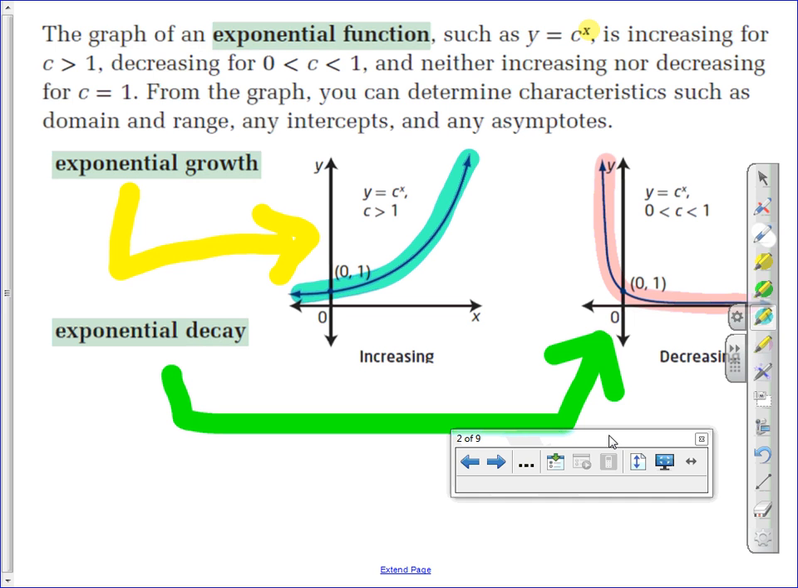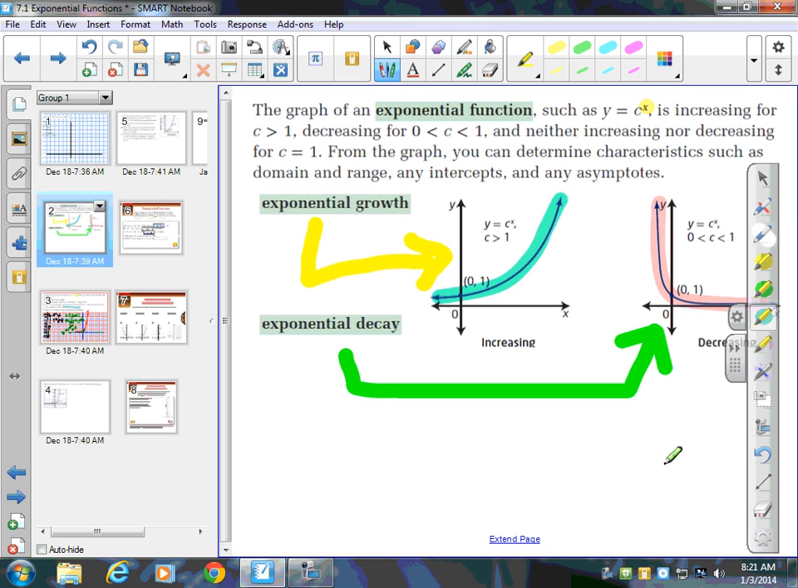Why can't C be 1? And then why can't C be negative? There's no condition here for C being negative. What happens when C is negative? So we'll talk about that as we get into this lesson together. But hopefully this gives you a good idea of what we're going to be looking at. And I don't think this will present us too much difficulty.